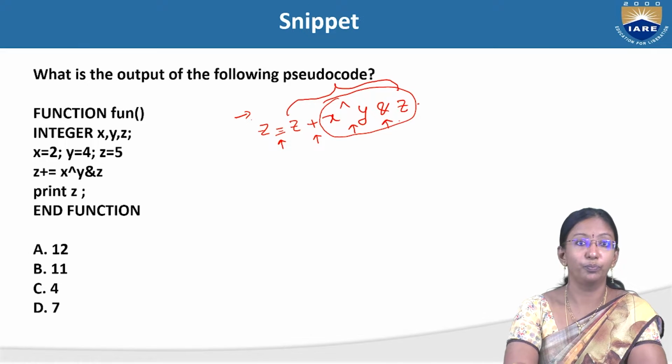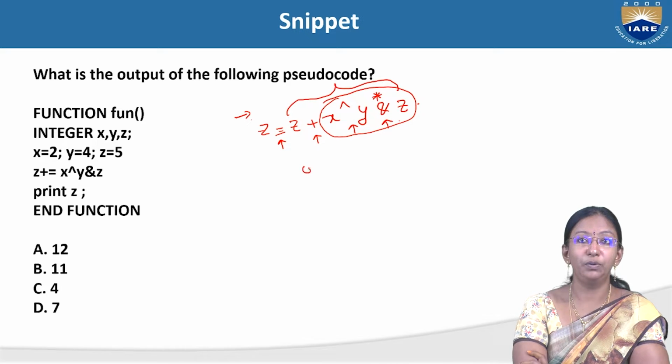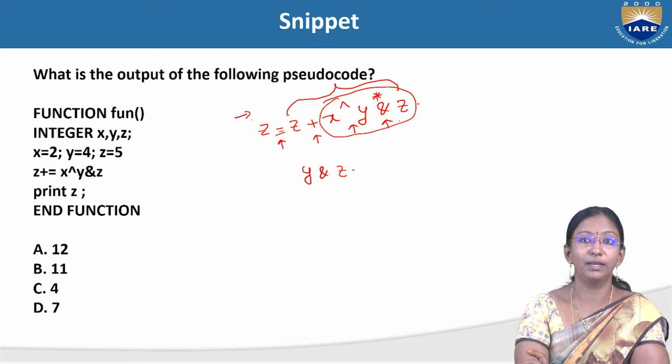There are two operators, bitwise XOR and bitwise and. Both belong to the same fraternity, that is bitwise. So which one will get the higher priority? Bitwise and enjoys the highest priority. So first of all, evaluate bitwise and of y and z.